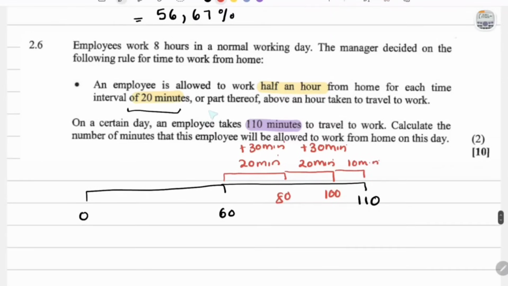But this is probably where this part, or part thereof, comes in. They said for each time interval of 20 minutes. So that's why every 20 minutes we're letting them work from home for 30 minutes. But they say or part thereof. So each 20 minutes or any part of 20 minutes. So even if it's 10 minutes, it's within the interval of 20 minutes. So they're still going to work for 30 minutes extra here as well.